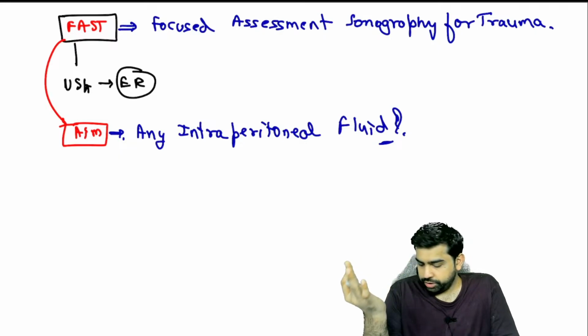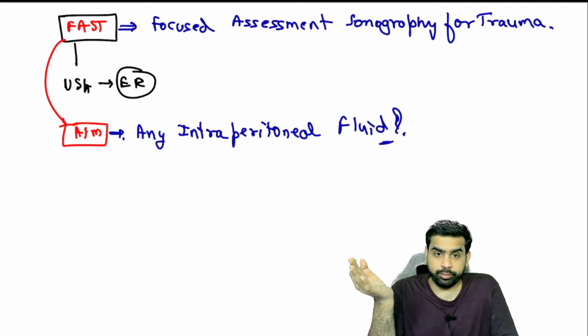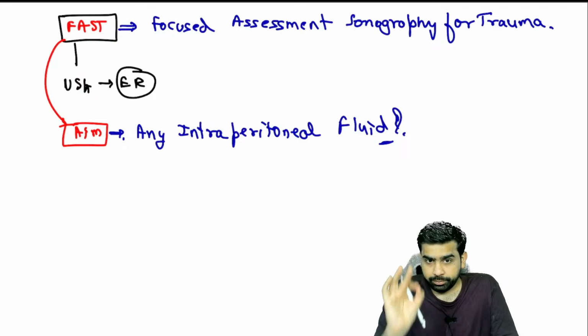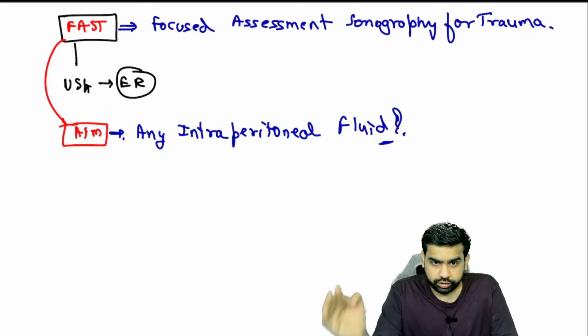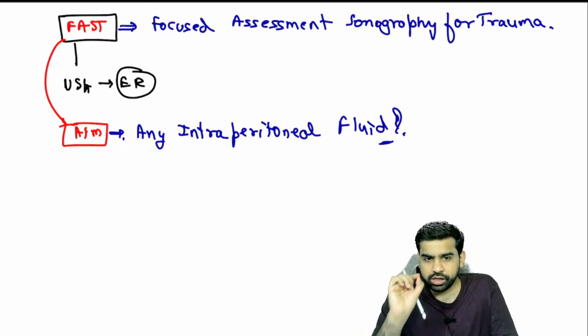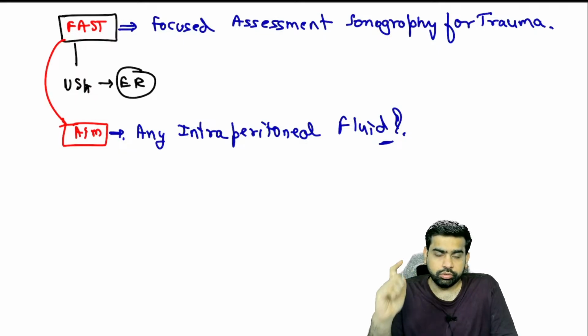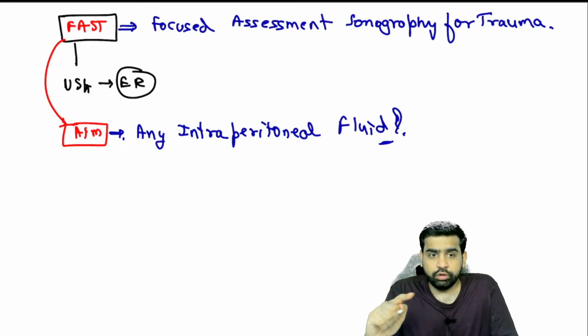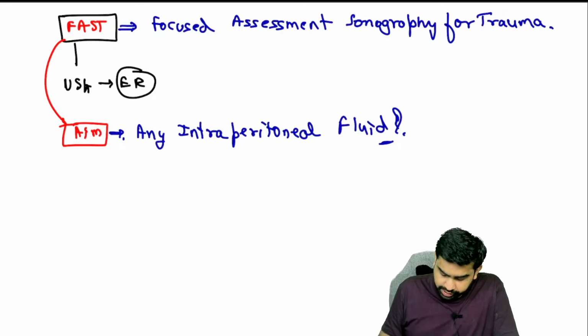Okay, so if we do a FAST and we say that the patient has an increased amount of intraperitoneal fluid, that is an indirect indicator that the patient has some significant injury, and now you have to take the patient for surgery. I hope I'm making some sense to you over here. So what is the aim? The aim is basically to find out whether there is any intraperitoneal fluid accumulated in these particular patients, yes or no. I hope you have understood.